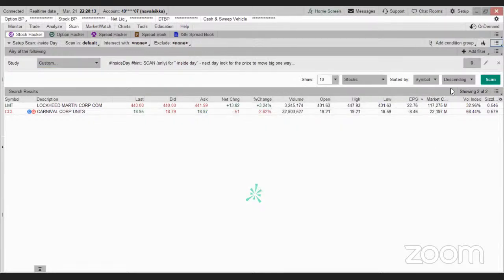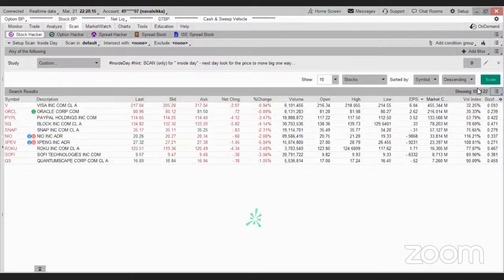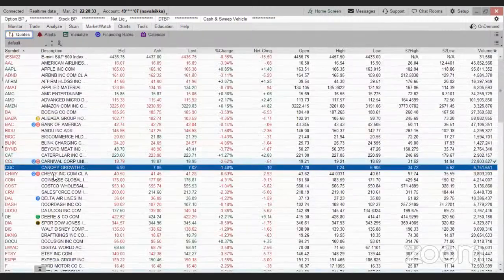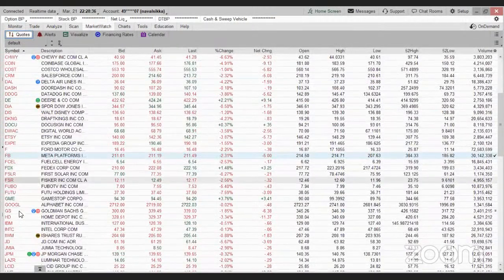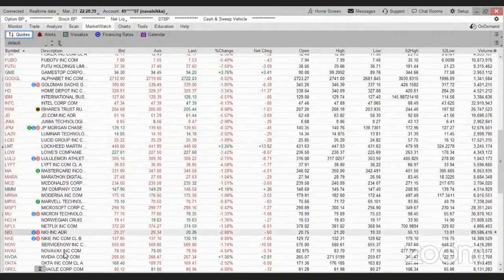Let's do the inside days. Today we'll have many inside days. We have Square, PayPal, nothing in my list. I do want to include Roku now. UPS is still doing good. Baba, Costco, and I want to get rid of Oracle. Let me just see where Oracle is today. Let me get rid of Oracle and bring in Roku.